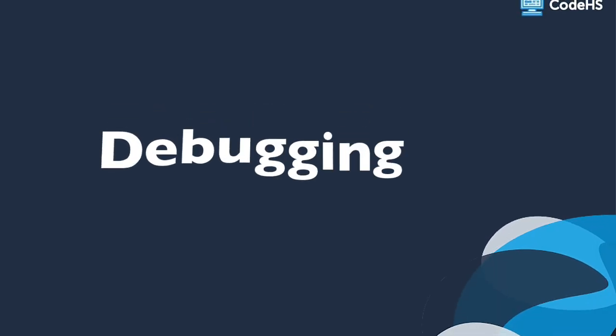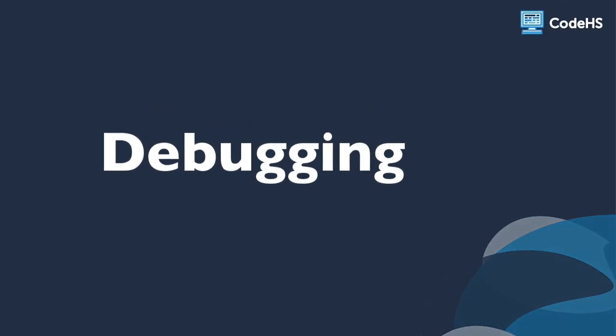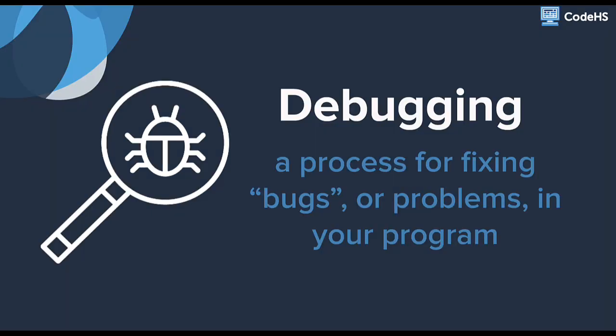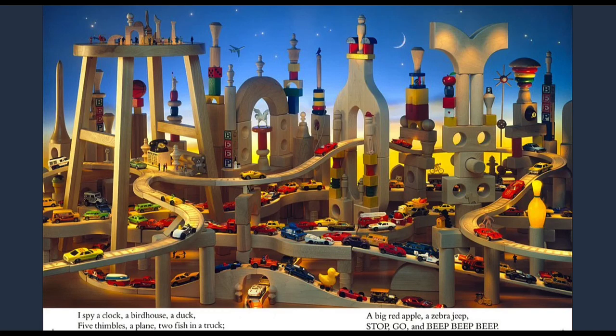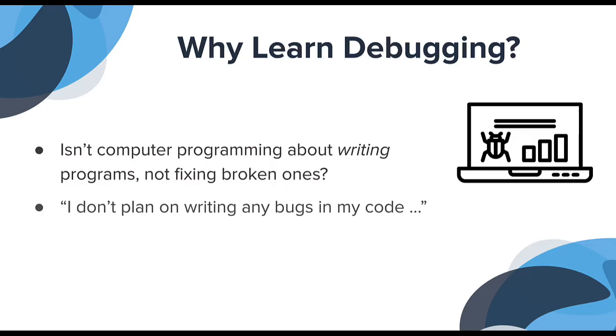Hi, in this lesson, we'll talk about best practices for finding and fixing bugs in your programs. Debugging is a process we use to fix bugs or problems that find their way into our programs as we develop them. Debugging can be similar to reading an I Spy book. You're looking for something small, something that isn't quite right in a big program. It takes some patience and focus.